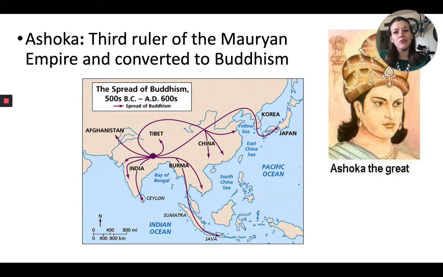So they have the mandala theory of foreign policy, the my enemy's enemy is my friend kind of mentality. So they're going to really aggressively expand under Ashoka. So Ashoka is going to be the third ruler of the Mauryan Empire, and he is going to be an extremely gifted warrior. So it is under his rule that the Mauryan Empire will expand the most.